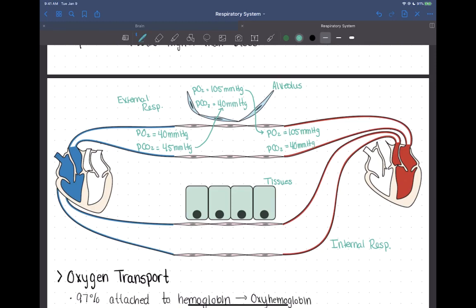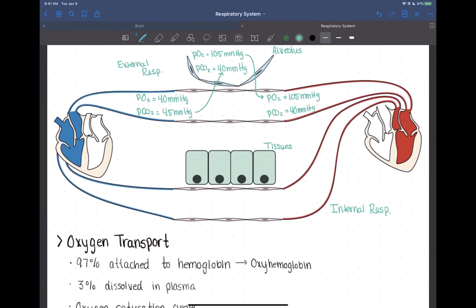Okay, so when the blood passes by this alveolus, essentially it takes on the partial pressures that were present in that atmospheric air. Okay, so it exchanges, gets rid of that CO2, and it picks up more oxygen, so that now the partial pressures in the blood resemble what we saw in that atmospheric air. Okay, so then that blood is going to travel through the heart and it's going to go out through the aorta to the tissues. So now we're looking at our internal respiration.